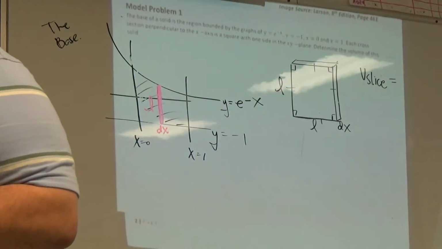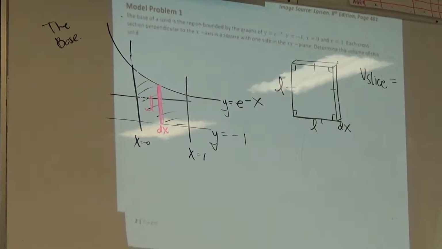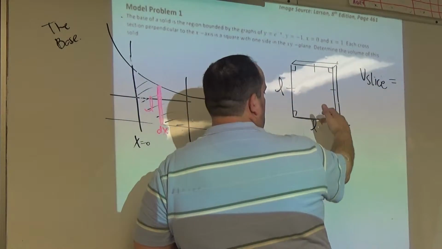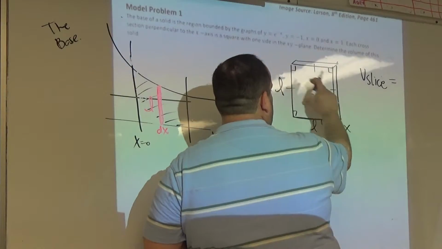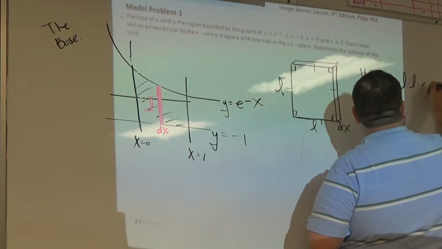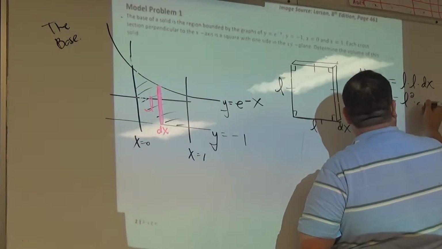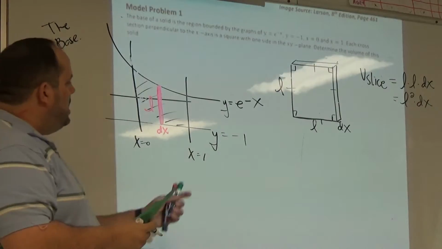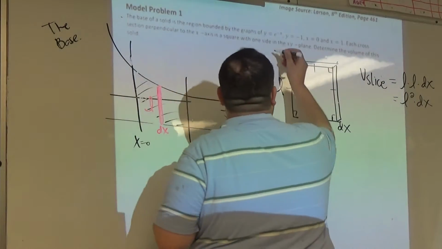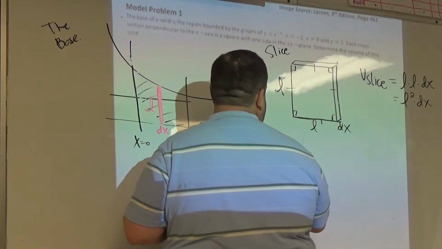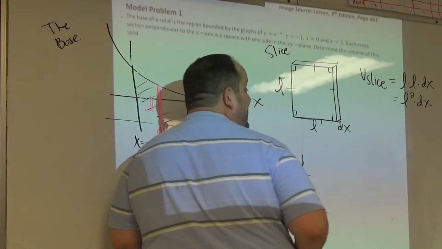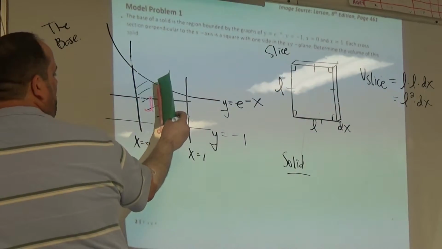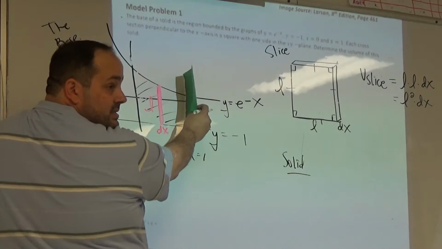These should be familiar questions. We would focus on one slice. How do I find the volume of a slice if it's a square? Length, width, height. L times L times dx, or L squared dx. We've got the base, we've got the slice. What we're really after, though, is the solid. To get to the solid, I've got to think not about one slice, but all the slices.